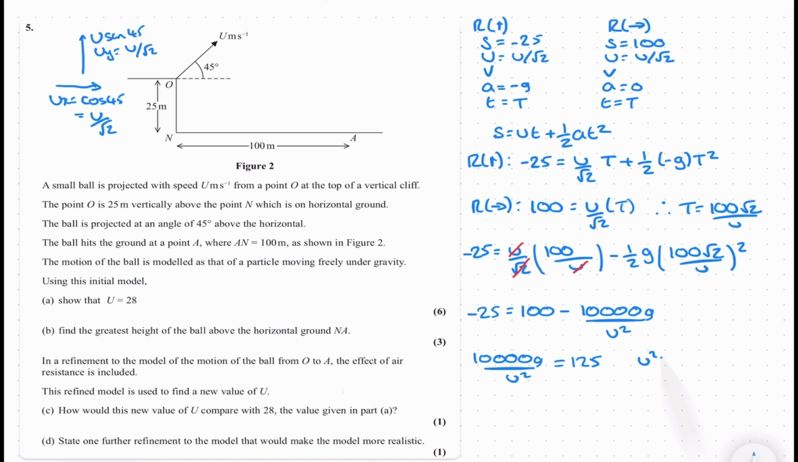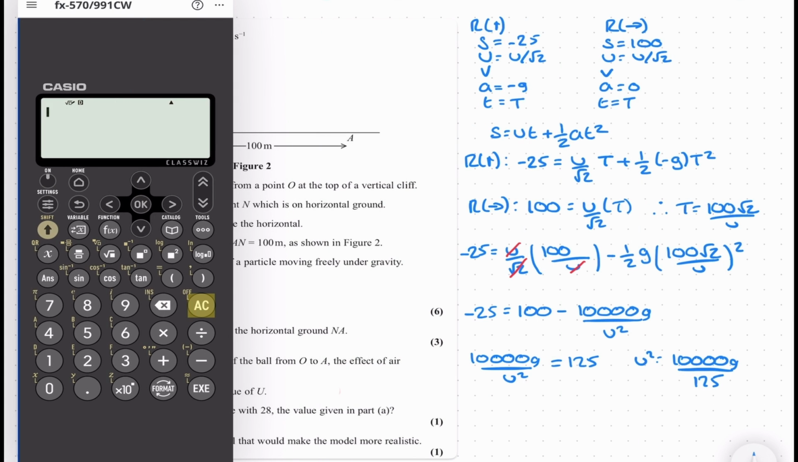So u squared will be 10,000 g over 125. We can work this out. We get 10,000 times g over 125. So u squared is 784. We'll take the square root, and we get u equals 28 meters per second. Okay?